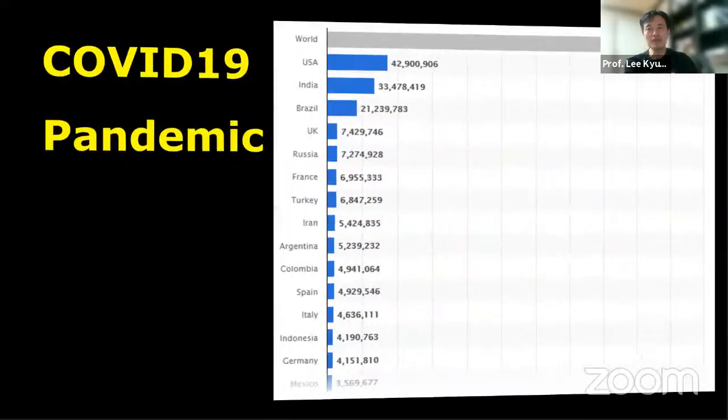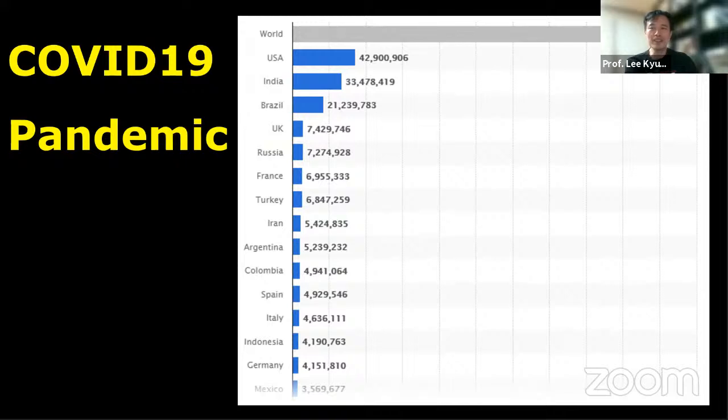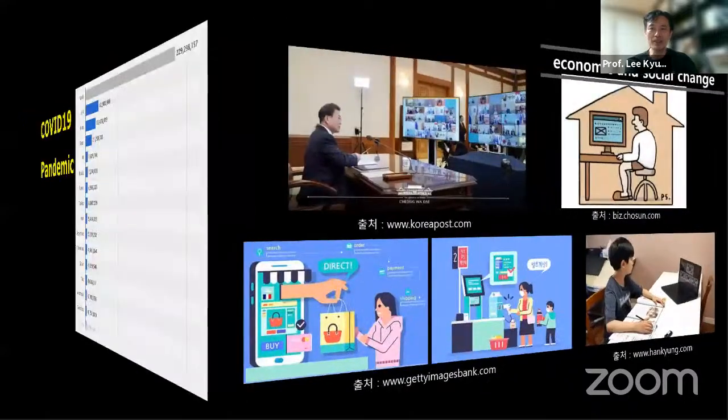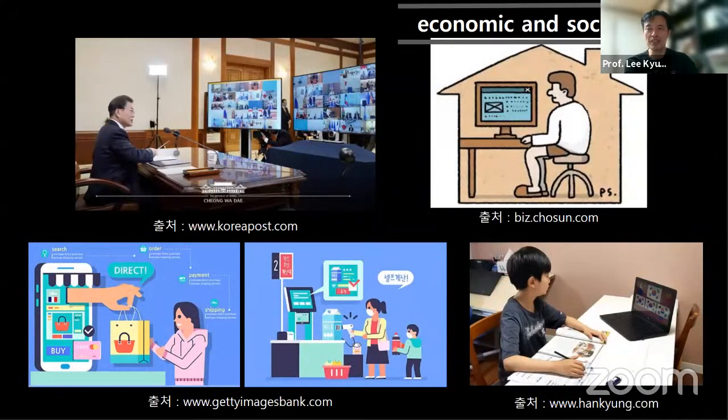At the beginning of 2019, COVID-19 spread strongly. A lot of people were infected and died. 229 million people were infected till this May. The COVID-19 pandemic totally changed our society.